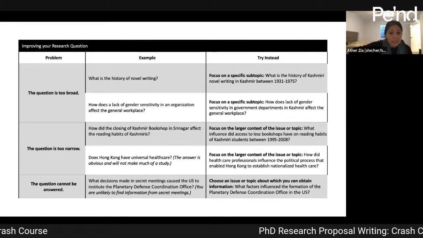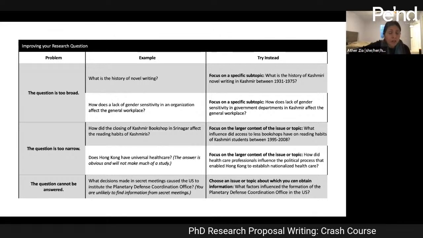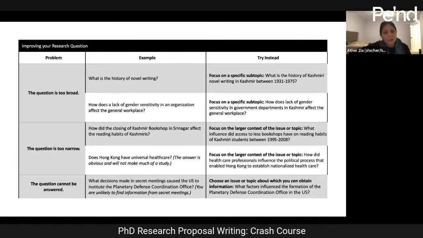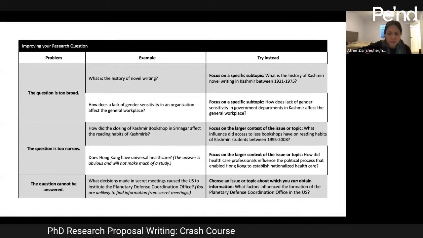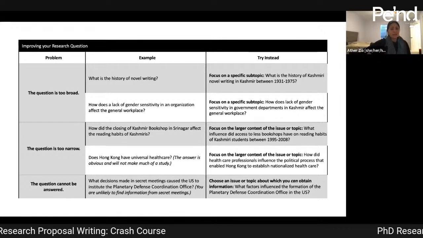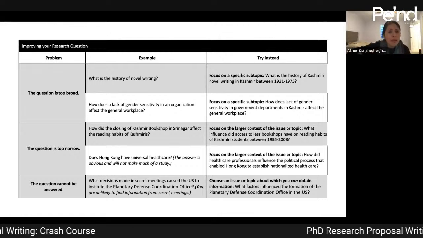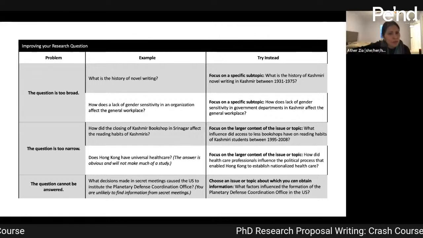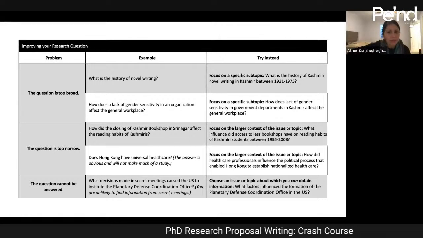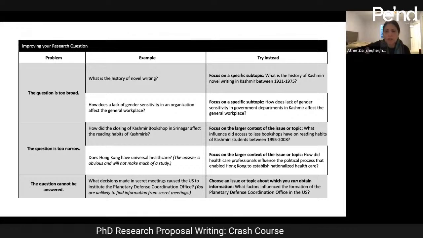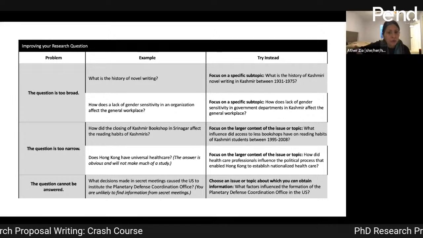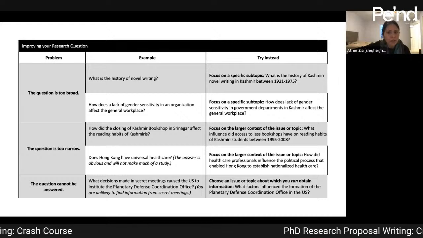And maybe the second example of a very, very broad research question would be, how does lack of gender sensitivity in an organization affect the general workplace? Again, where are we working? How am I going to get an answer to this? What is the location? What is the time? What is the place? And so you have to start thinking about narrowing it down.